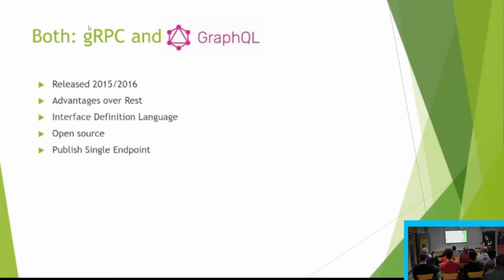Okay, now let's compare gRPC and GraphQL. That would be another contender if you wanted to set up some interfaces for whatever application you're working on. Both of these were released around about the same time. They've both got advantages over REST, and they both use an interface definition language, although different ones. And they're both open source, and they publish a single endpoint.